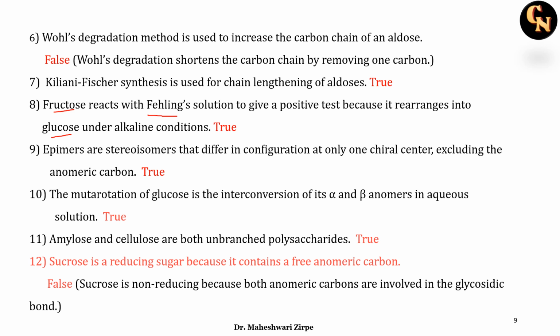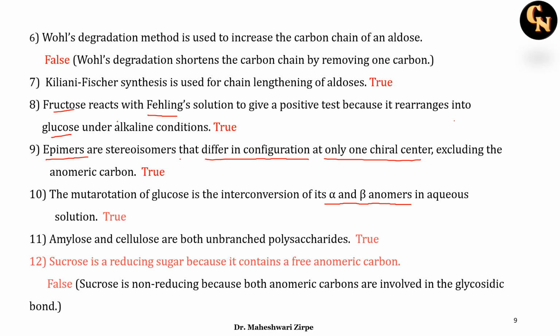Next is epimers are stereoisomers that differ in only configuration at one of the chiral centers, excluding the anomeric carbon. So this is true. Okay, what are epimers? This is the definition of epimer. Epimers are stereoisomers that differ in the configuration only at one chiral center other than the anomeric carbon. The next is the mutarotation of glucose is the interconversion of alpha and beta anomers in aqueous solution. So this is true. Mutarotation is what? Interconversion of alpha and beta anomers.